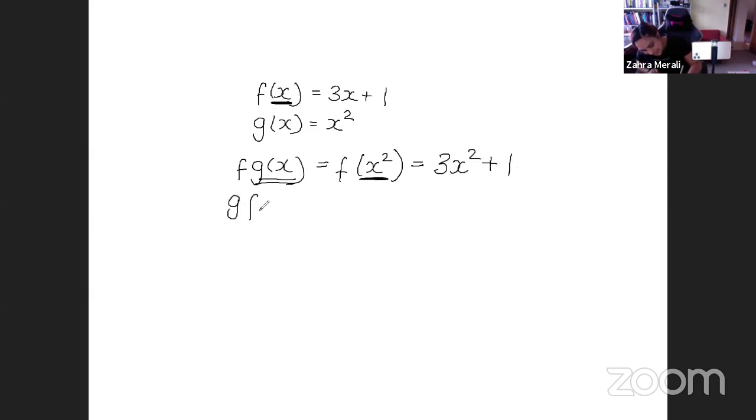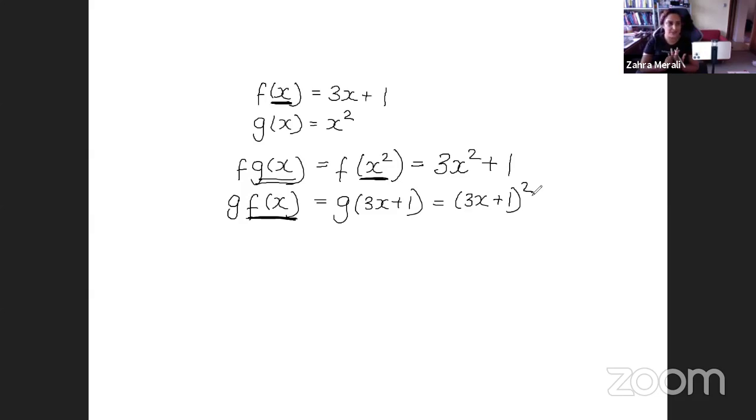Whereas gf(x) is taking the whole of this and putting it in g. So it's g of 3x plus 1. And what is the function g? This confuses people. People get this wrong. g is saying I'm taking something and I'm squaring it. Now in this case, my something is 3x plus 1. And so it's 3x plus 1 all squared. So I hope that sorts that out.